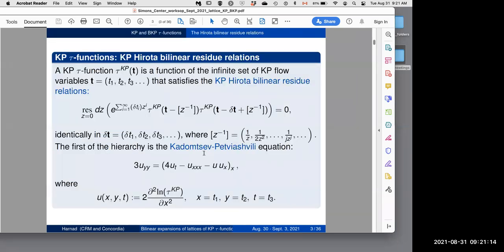Okay, so here's the standard definition. Everyone knows this. Here's the Hirota bilinear relation for a KP tau function. I'm not going to explain the notations. Some people have already explained it in earlier talks. I think that this is well known. So T is the infinite sequence of KP flow variables. The Z inverse square is an abbreviated notation introduced by Sato. You translate the T by Z inverse in the plus and the minus direction.